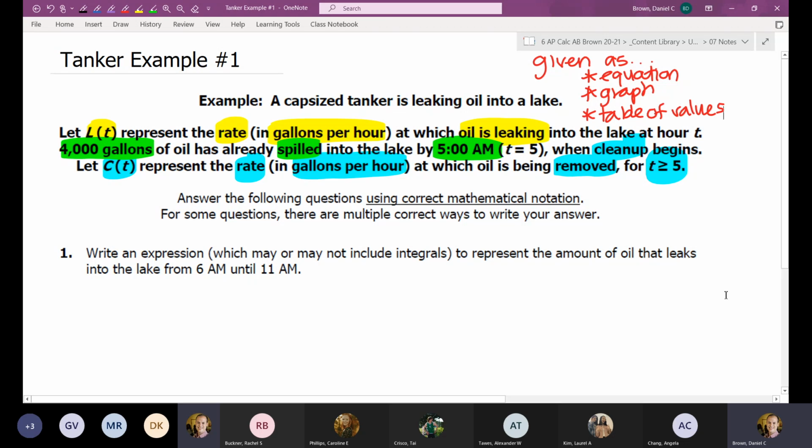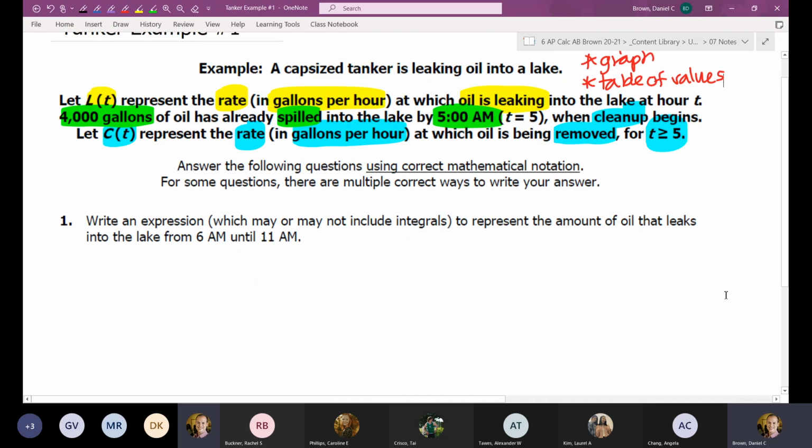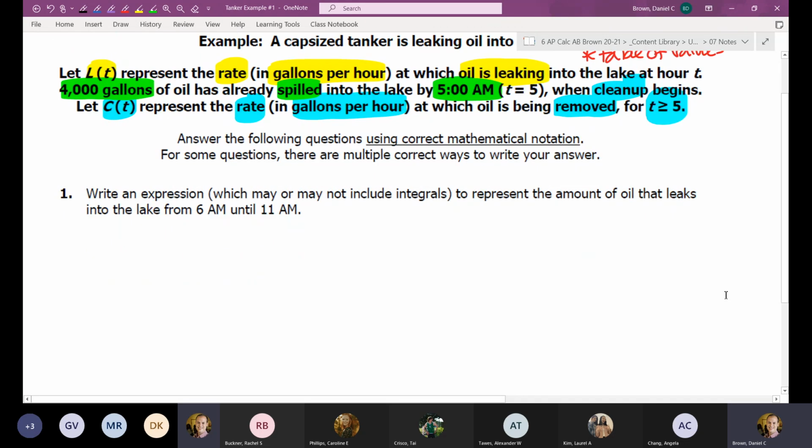So question 1, it says to write an expression, which may or may not include integrals, to represent the amount of oil that leaks into the lake from 6 a.m. to 11 a.m. So when I do a problem like this, there's several things I look at. I first look at what the question is asking me to find. This question is asking me to find the amount of oil. So to help me form my answer, I think to myself, well, what would be the units if you're trying to find the amount of oil? And so I'll ask you, what units would you use to measure the amount of oil?